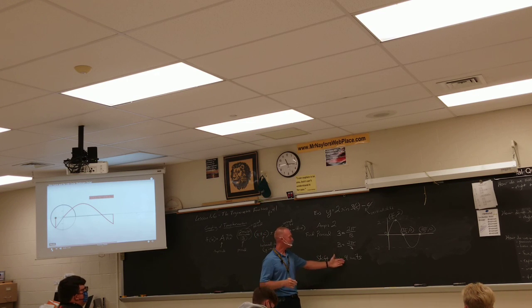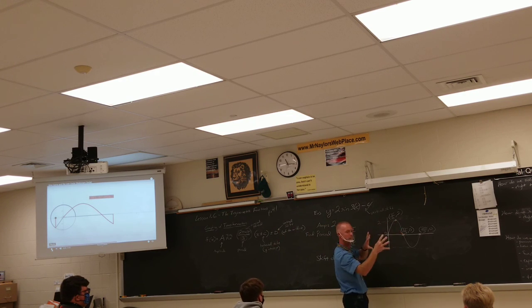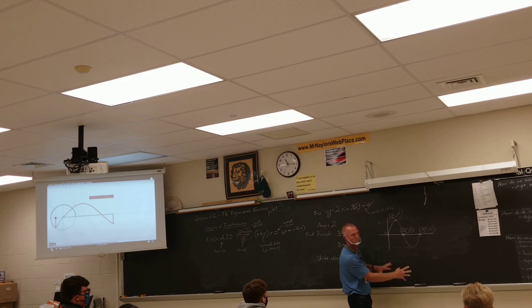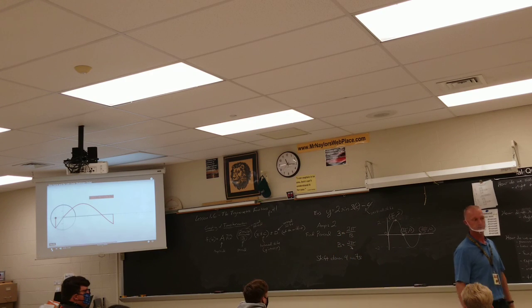Okay, the only thing we didn't do is shift this puppy down 4 units. You just have to do it when you come back. But all we're going to do is take this thing, pick it up, and move it down 4 units. And that ends up being our final graph.